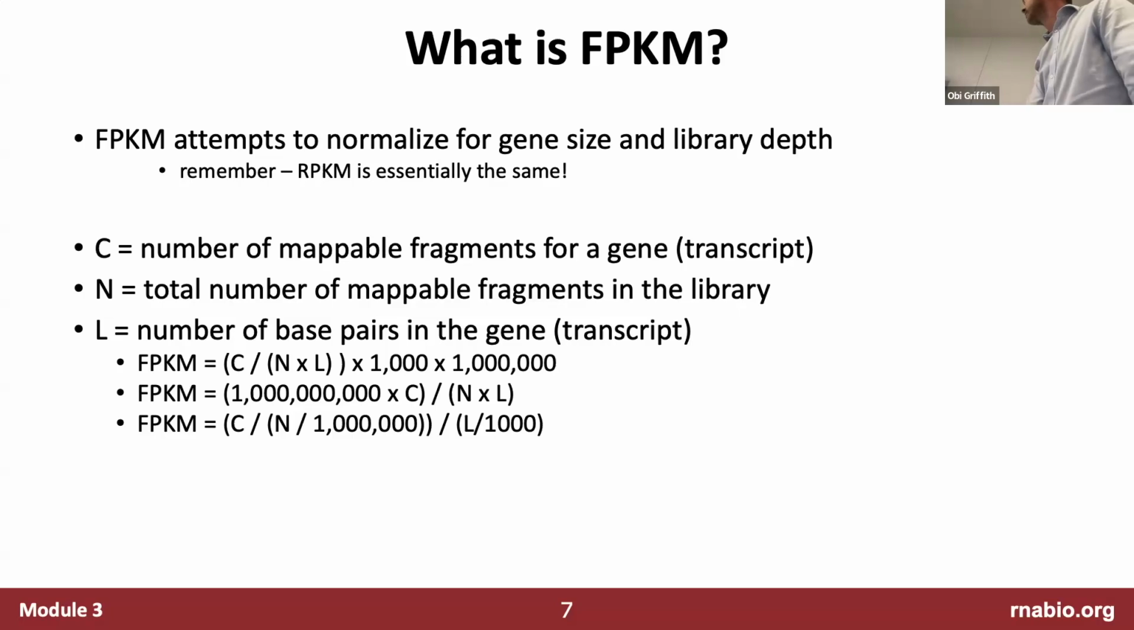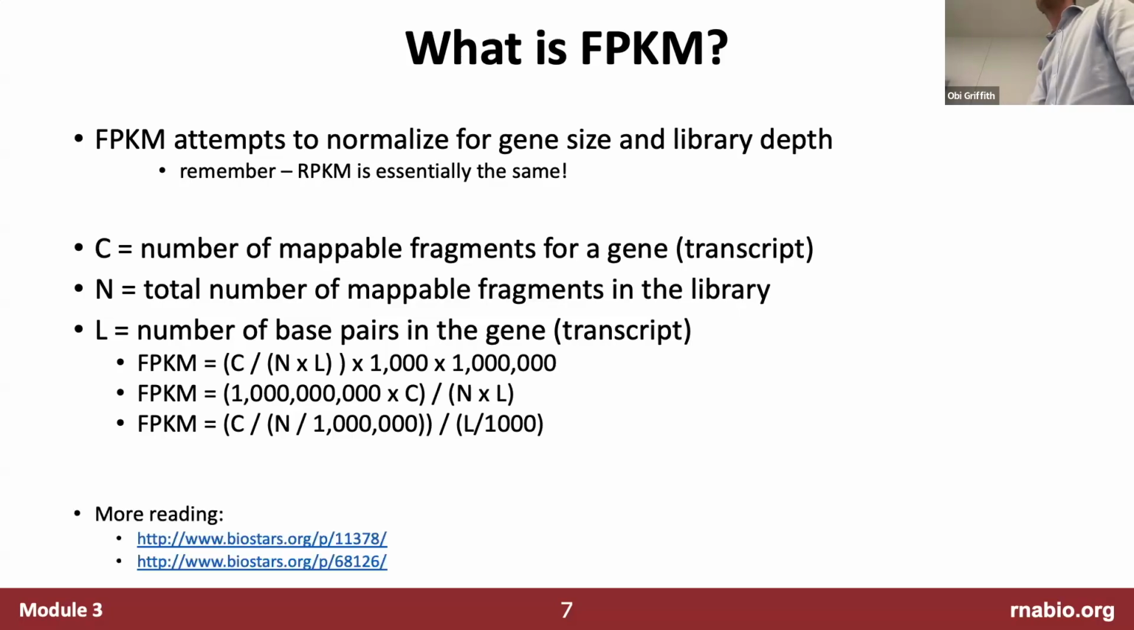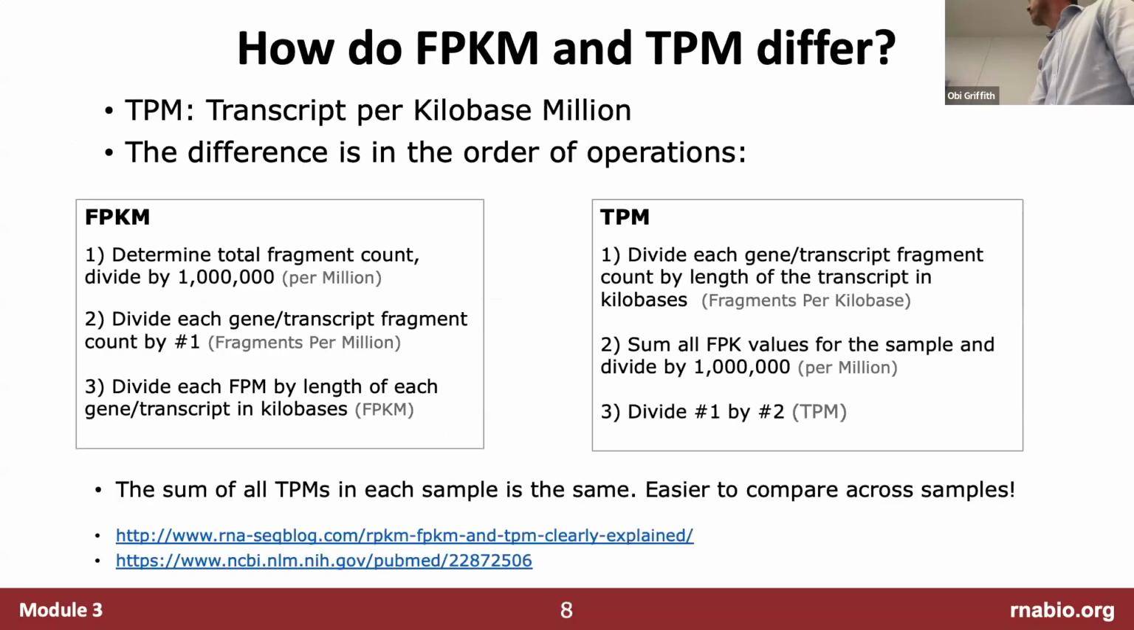That's just like, there's different ways to do math. You might have heard of TPM. So I would say at this point, TPM has maybe edged out FPKM as a more popular metric for estimating expression levels, and they're very similar. There's just a slight difference in the order of operations.